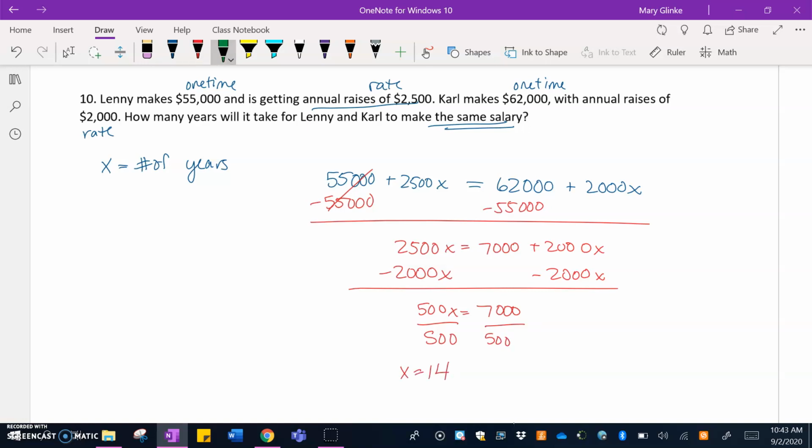So then to go back and answer the question, after how many years? It would be after 14 years, they would end up making the same salary.